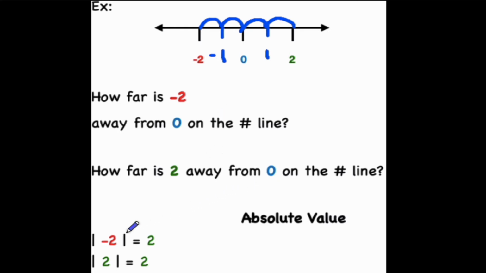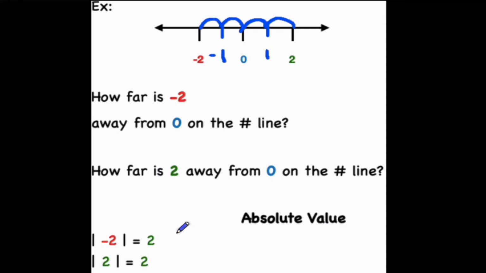Now, take a look here. We have the absolute value of -2. The absolute value of -2 is +2, right? And these bars here are the symbol for absolute value, okay? And then the absolute value of 2 is +2, right? So to find the absolute value of a negative number, all you're really doing is dropping the minus sign. That's it. Hopefully that's helpful to you.